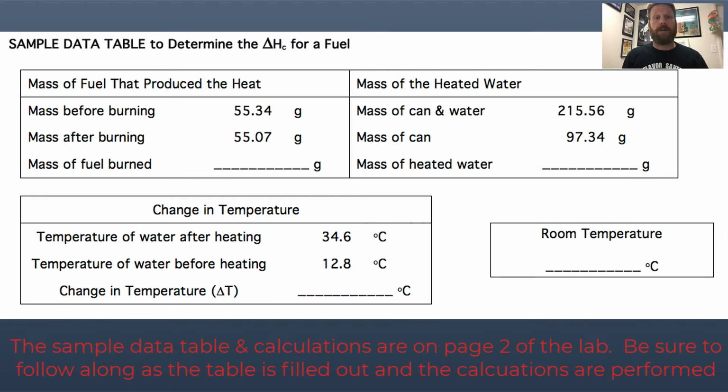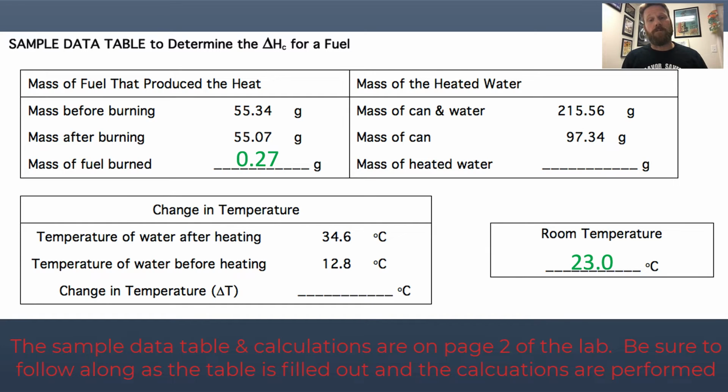Let's work through a problem using some sample data. Pay attention because these are the same calculations you will perform after collecting your own lab data. The first piece of data you want to collect is the room temperature. You'll be cooling the water sample to about 12 degrees below this temperature and heating the water sample to about 12 degrees above this temperature. You will mass your fuel source before burning any fuel and then again after burning the fuel. From this data, you can subtract to determine the mass of fuel burned, 0.27 grams in this case.